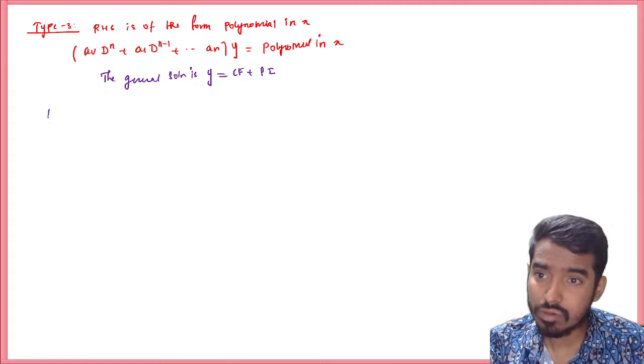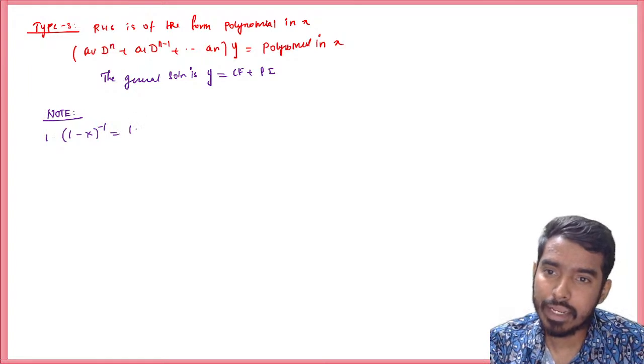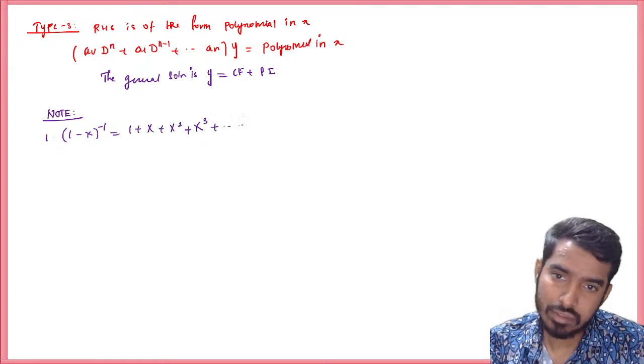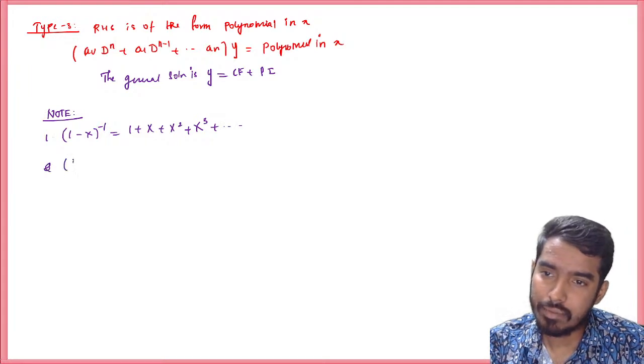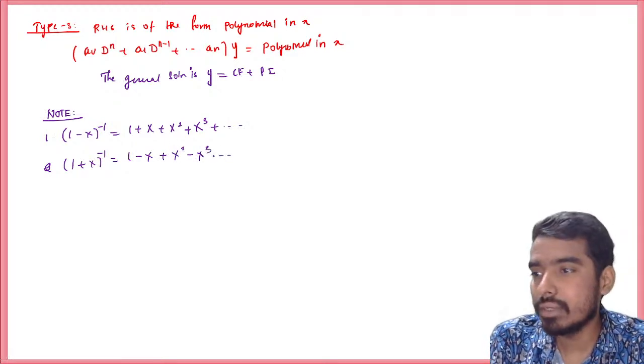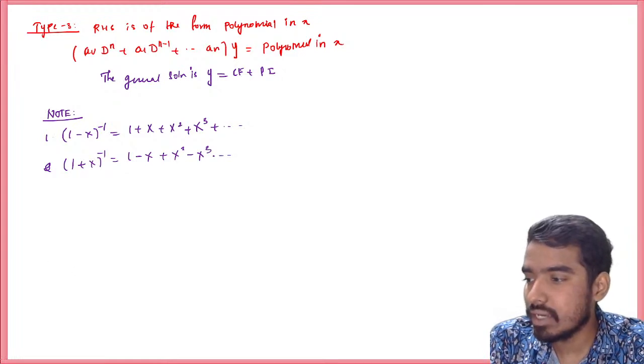So you note this formula. What is 1 minus x whole power minus 1? It is 1 plus x plus x square plus x cube and so on. And 1 plus x whole power minus 1 is 1 minus x plus x square minus x cube and so on. So remember these two formulas. These two formulas are very helpful in solving these kinds of problems.